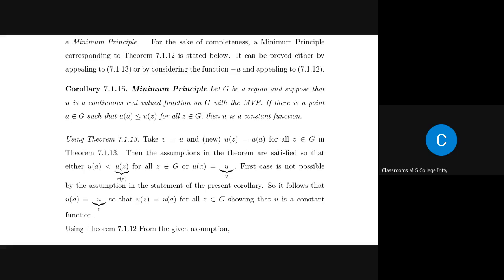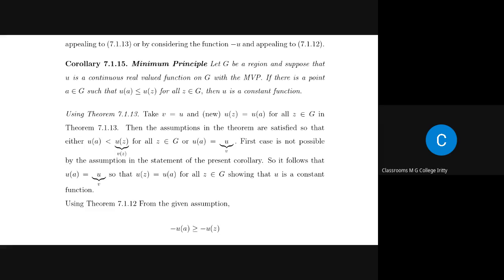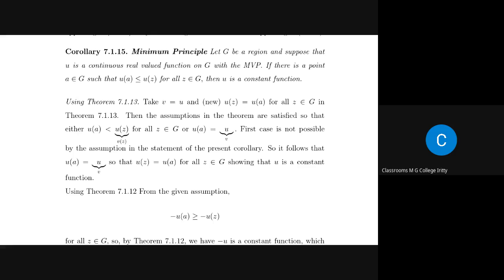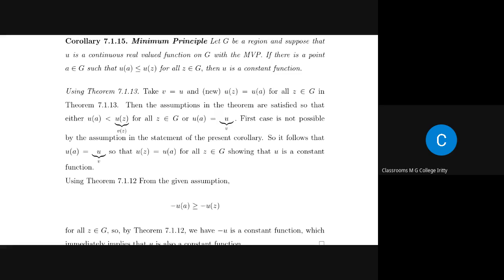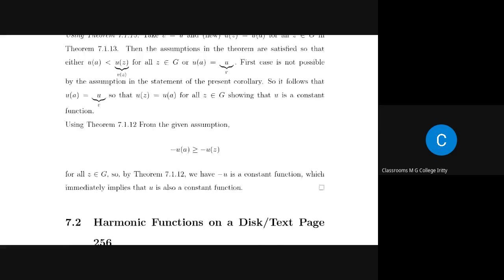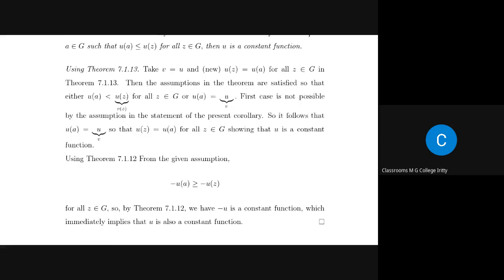Next, minimum principle. The statement is: let G be a region and suppose that U is a continuous real-valued function on G with the mean value property. If there is a point A belongs to G such that U of A less than or equal to U of Z for all Z belongs to G, then U is a constant function. We prove this result by two methods, by maximum principle second version and maximum principle first version. We first prove this by maximum principle second version.